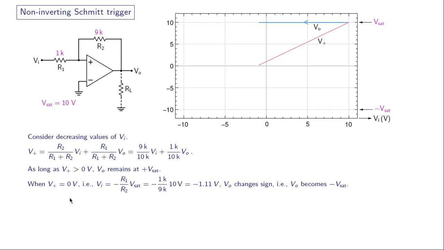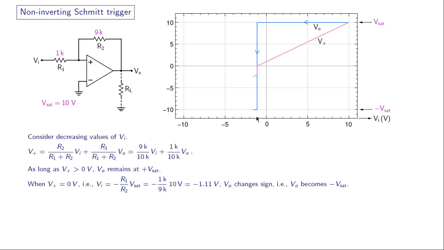And when does that happen? When does V plus become 0? For V plus to become 0, this expression has to become 0, and that gives us Vi equal to minus R1 by R2 times Vsat, which is minus 1 by 9 times 10, or minus 1.11 volts. So when Vi is minus 1.11 volt, then Vo changes sign, that is, it goes from plus Vsat to minus Vsat. So this is how Vo has changed from plus Vsat to minus Vsat.